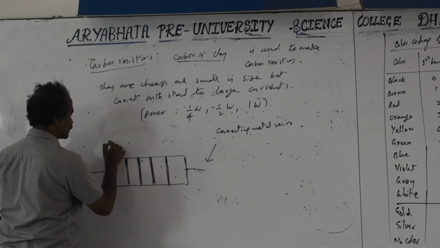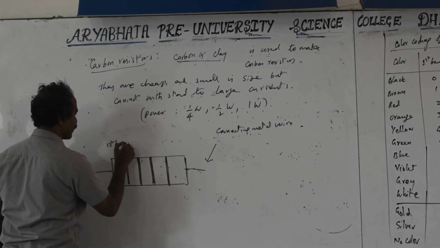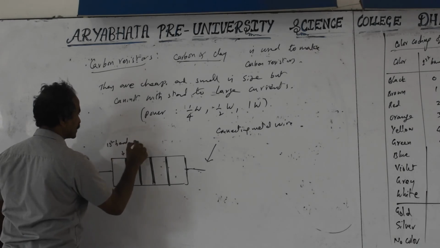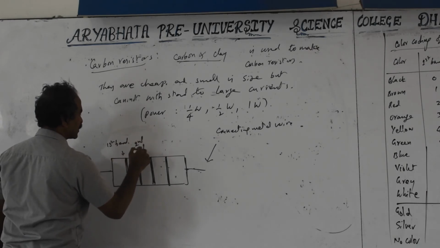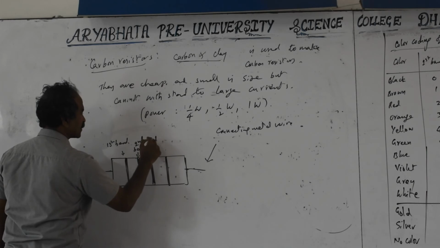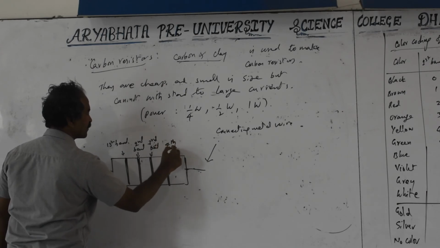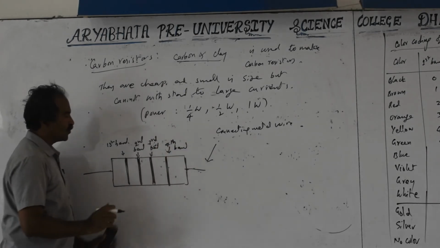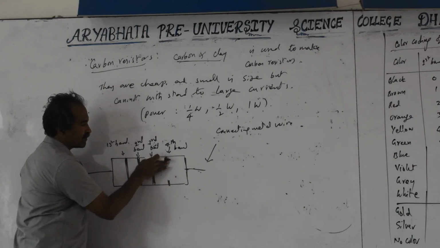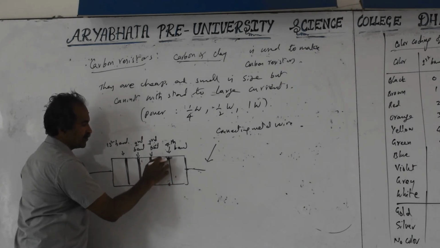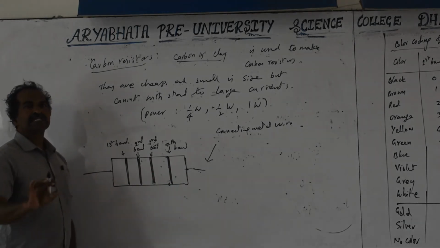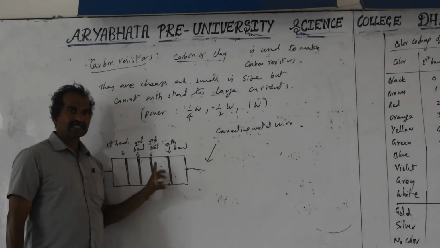First band. This is the second band. This is the third band. And the fourth band. The fourth band has a little more gap compared to the remaining. But you don't have to bother much, because the fourth band generally will be silver or gold. Generally we use silver and gold.